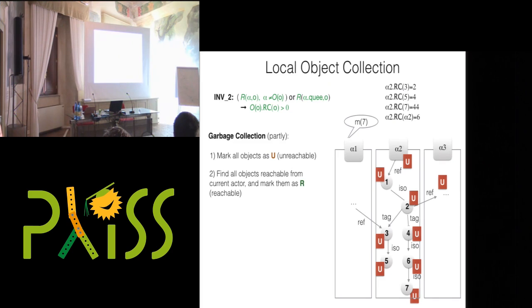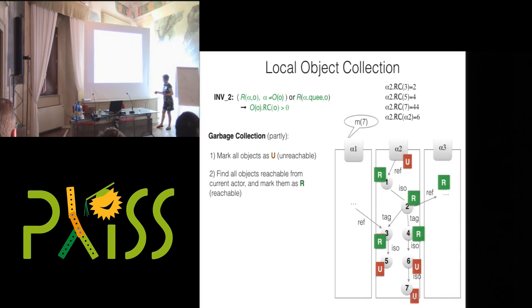Then we find all the objects that are reachable from the current actor, and we mark them as R. Note that as soon as we hit a tag, we don't navigate any further. In particular, if this actor, while we are doing garbage collection, wanted to go in there and mutate and do whatever it wanted, then it would be fine. It would not be interfering with the garbage collection phase. Alpha 1 would not be interfering with the garbage collection phase of alpha 2.